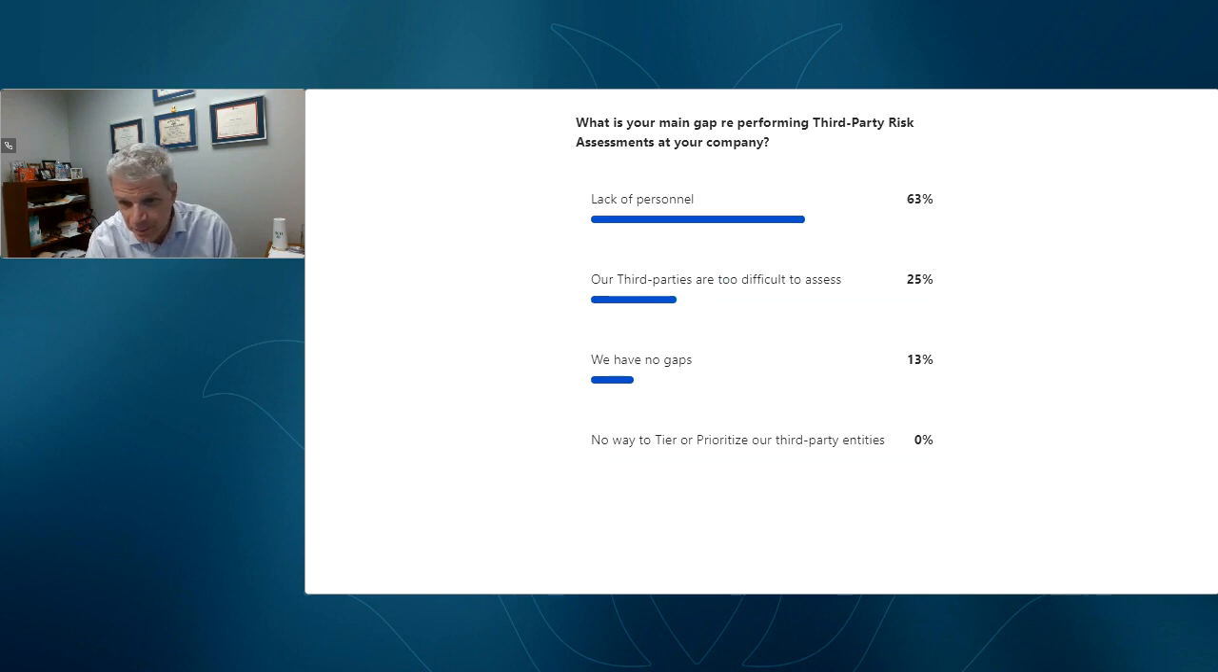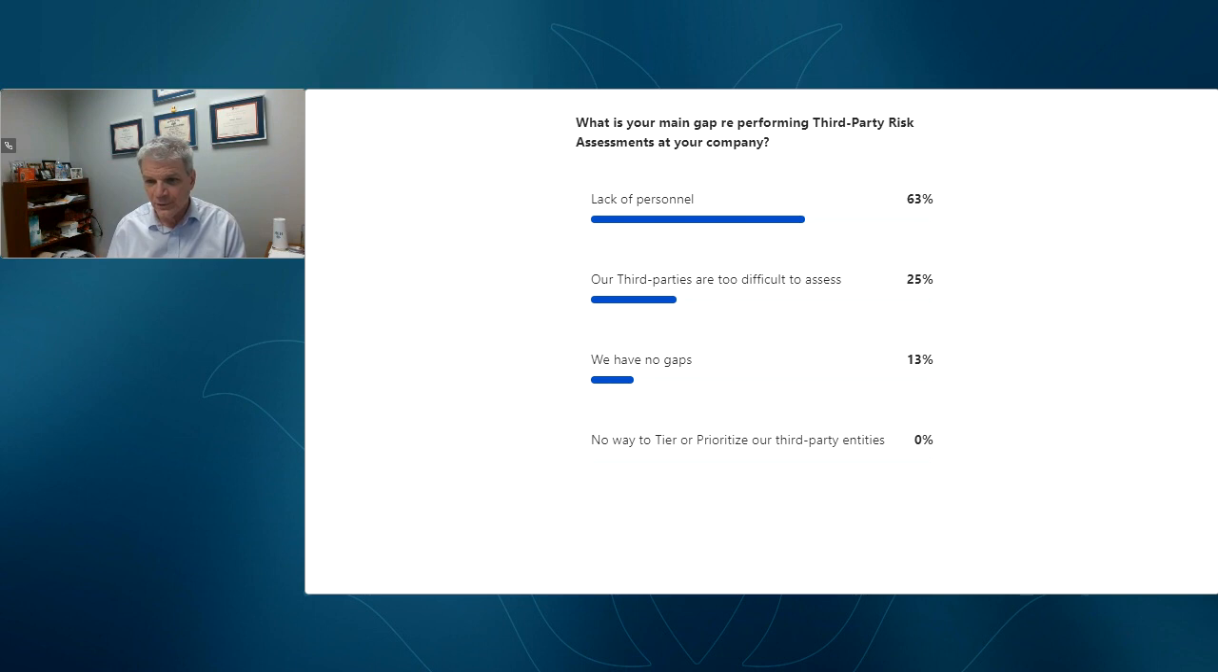So yeah, that's a pretty big one. That's kind of my internal issue. Me, myself, and I sometimes wonder how we're going to get some stuff done. So lack of personnel, I would fully expect that to be the biggest reason why people aren't doing third party. If you can't prioritize or do everything, I think that triage method is a good way to figure out which vendors and third parties you need to spend the most time with.